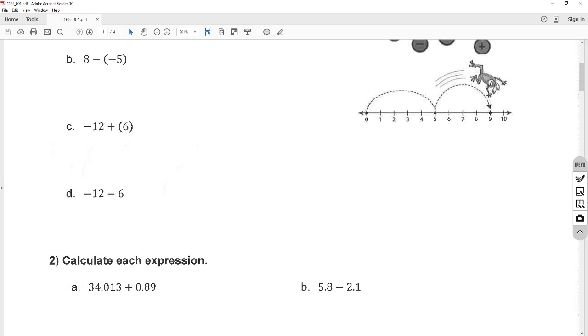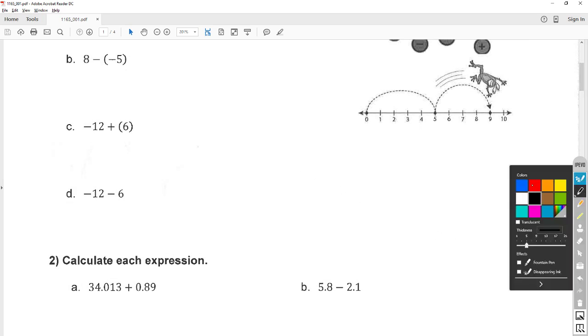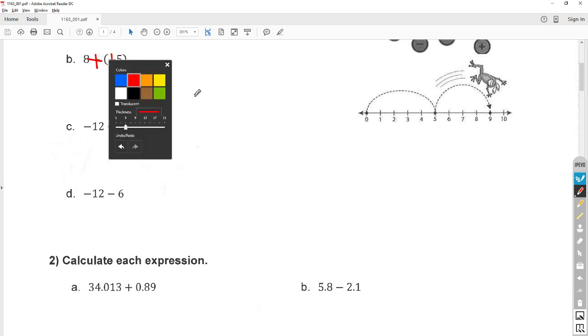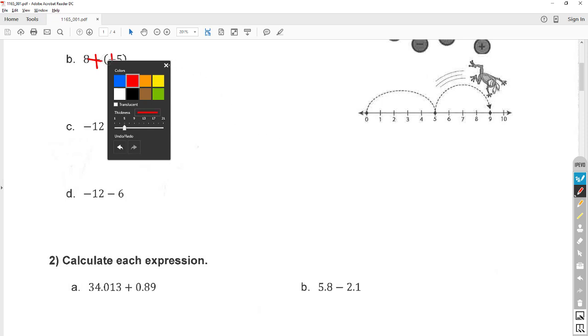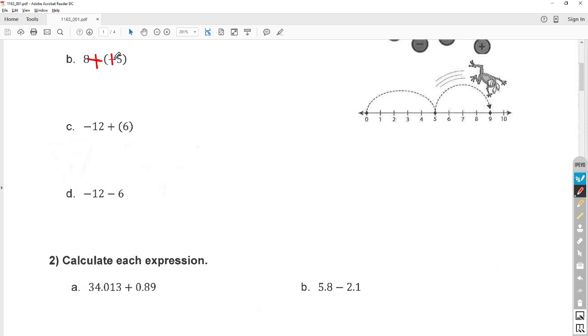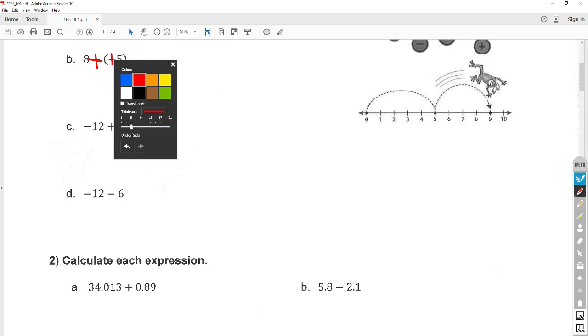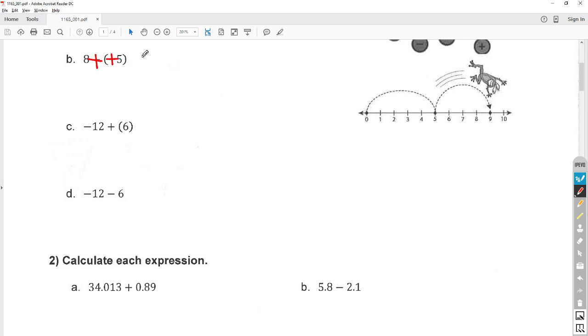Okay, so if you notice, B has the same thing. You have two negatives next to each other like this. These turn into positive, positive. I just want to draw a line. Okay, there we go. So this is really the same as 8 plus 5. And we know 8 plus 5 is 13.